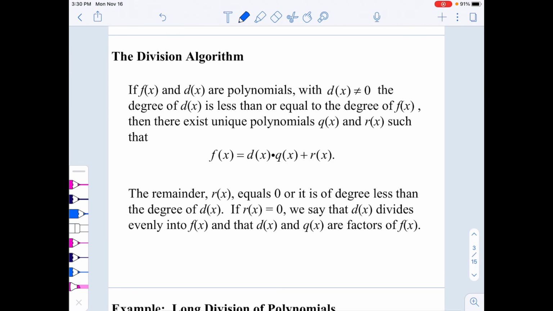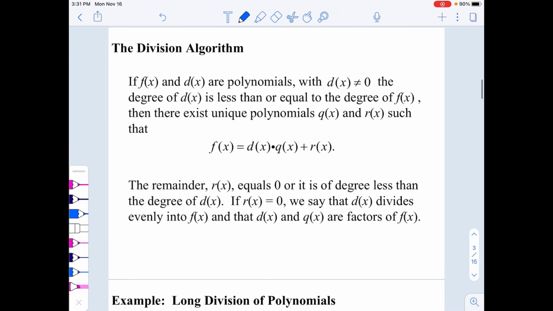I guess before we get to our example, we also have to talk about the division algorithm. It says if f of x and d of x are polynomials, as long as d of x is not equal to 0, the degree of d of x is less than or equal to the degree of f of x, there exist unique polynomials, q of x and r of x, such that, as I said, it's a lot of craziness. It'll make sense once we do an example. F of x is equal to d of x times q of x plus r of x.